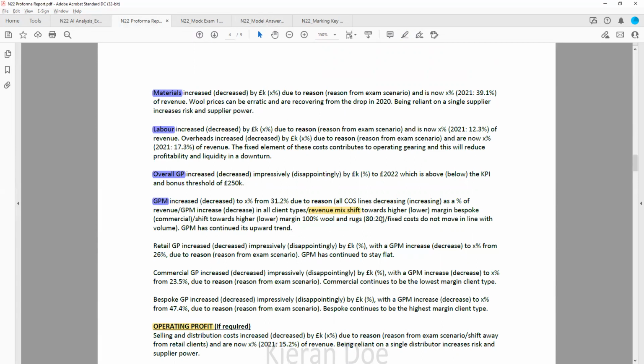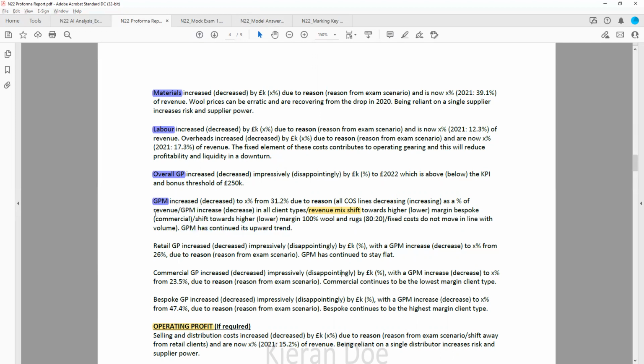And of course, you could mention that there is operating gearing, so fixed costs won't move in line with volume. So again, as I've just explained, because there are fixed costs in production, those costs will stay the same, whereas revenue's gone up, and of course that's going to improve the profit margin. Revenue's going up, costs are staying flat. Obviously, more profit as a percentage of revenue. And then a context point: it's continued its upward trend.